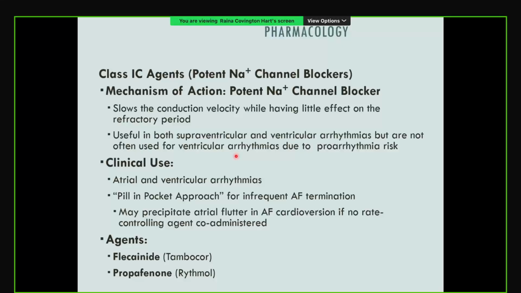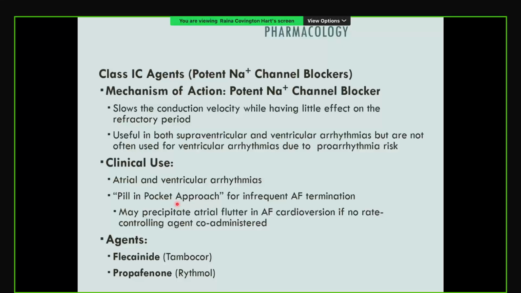So that's why you still see the same thing. It applies for 1A, 1B, 1C. That's why we don't use them often. So supraventricular and ventricular arrhythmias, right? My atrium is above my ventricles, so atrial and ventricular arrhythmias. And then this is something that's going to be a term that you'll see.